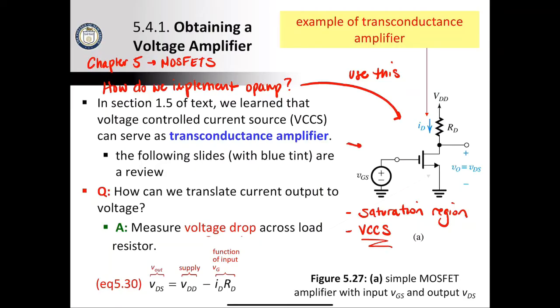We are going to add an external DC source and this resistor here. So then what we end up with is, I don't know if the equation's on the sheet, it is. So VDS, which is the output, is equal to VDD, which is the external DC supply, minus IDRD. ID ultimately is controlled by the input, which is VGS. And so we have an output that's a voltage, as well as an input that's a voltage.